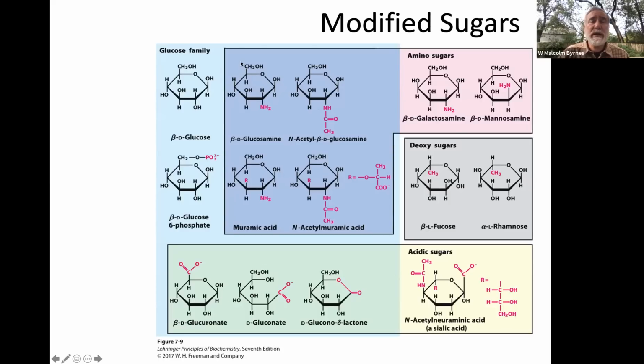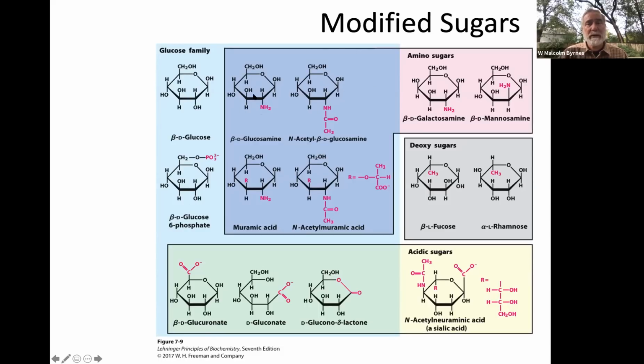So let's take a look at some of these. So glucose is not a modified sugar, okay, right? But glucose 6-phosphate is. So it has a phosphate attached to the oxygen on the 6 carbon, right? Beta D glucose 6-phosphate, all right?